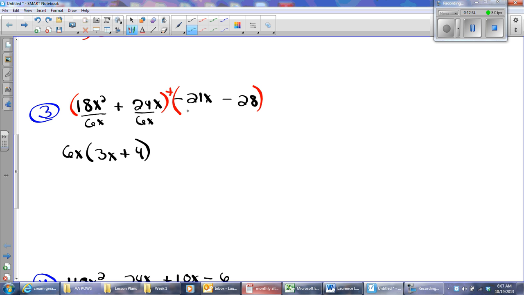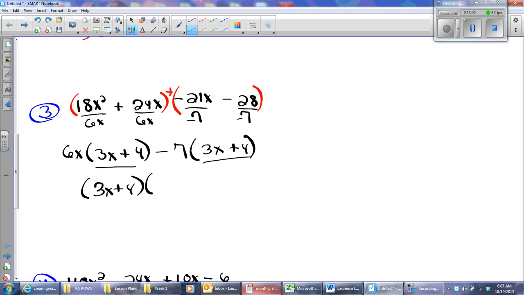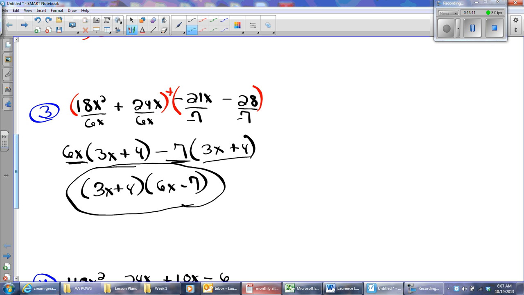Okay, now my GCF here, both terms are negative. I'm going to pull out a 7, but both terms in the first quantity are positive, so I'm going to pull out a negative 7. Notice I didn't put the plus sign in because I pulled out a negative 7. I'll get a 3x, and then I'll get a 4. Oh, look at that. I've got a GCF of 3x plus 4. I'll pull out a 3x plus 4. I'll be left with a 6x minus a 7. And there we go. There is your answer.